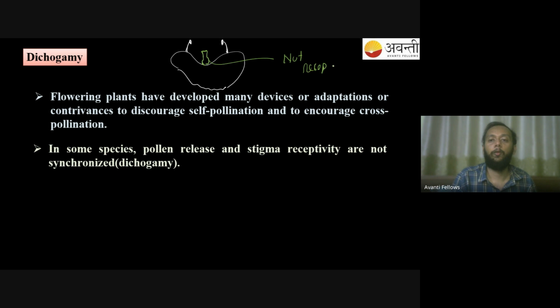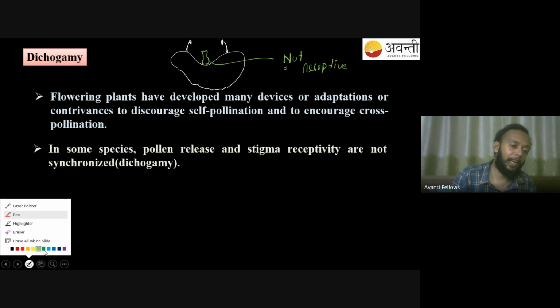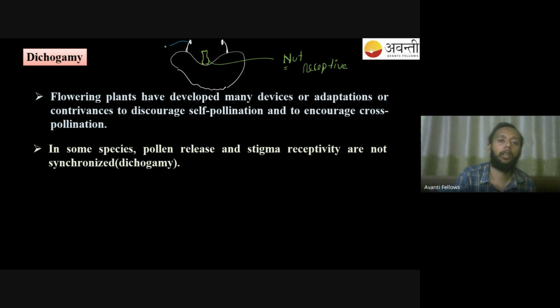Receptive. वो लेने के लिए रेडी नहीं है, वो आपके पोलन ग्रेन को लेने के लिए वहां पे या जर्मिनेट करने के लिए रेडी नहीं है. If that is the condition, and on the other hand, you have an anther which is mature, which is going to be mature. If that is the case, then what will happen? Pollen grain निकलेंगे, गिरेंगे उसके ऊपर, but you won't find any fertilization happening because your pistil is not receptive.